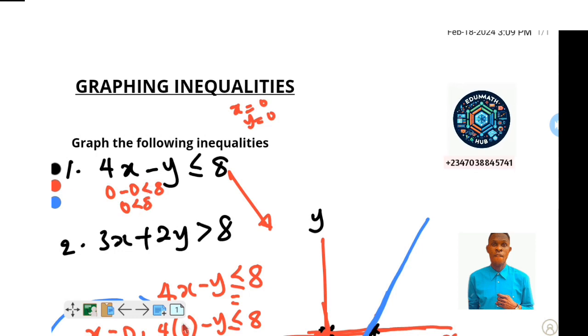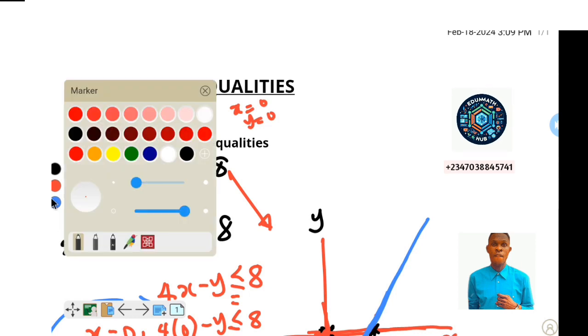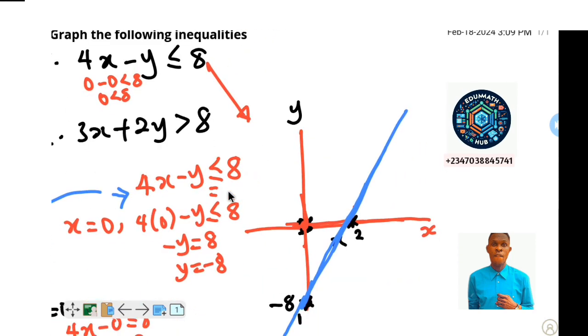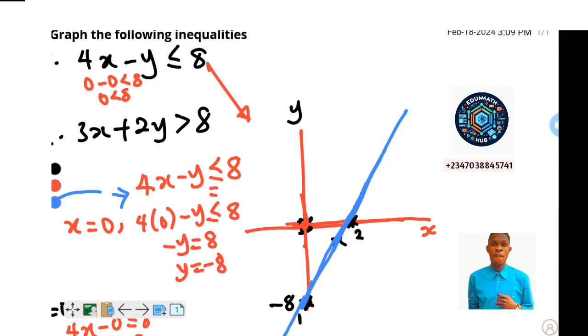Okay, you ask yourself, is 0 less than 8? So the answer is yes. So that means you're actually shading towards where the origin is. Okay, you're shading towards the origin. Then go to your graph, because the origin is involved. The origin obeys this equation. So you go to your graph and shade towards the origin.